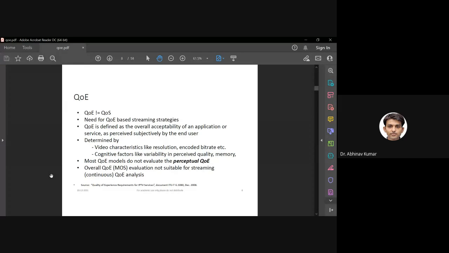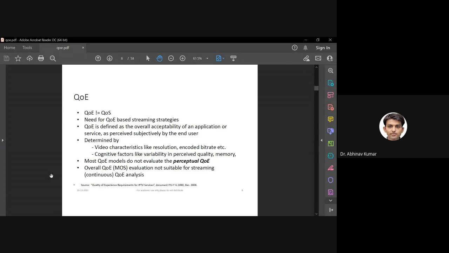Now, this qualitative experience can be defined by various factors. For example, the actual objective video characteristics like resolution, encoded bitrate, etc. But it also is affected by cognitive factors, like what was the variability in perception of the quality. Was there memory present in the system, right? Now, there are several existing QoE models which are also present, but they do not necessarily evaluate the perceptual QoE. And we are more interested in capturing this perceptual QoE.